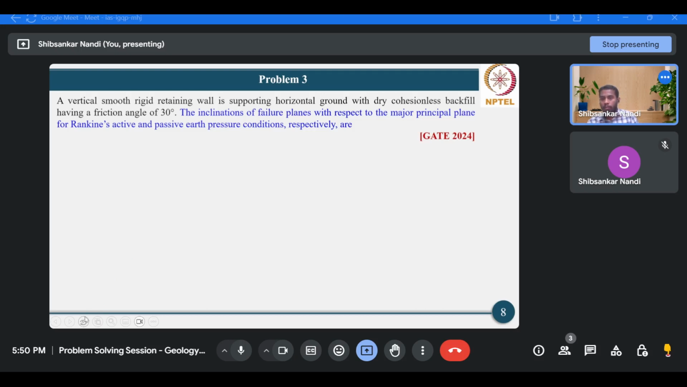Okay. So if this is fine, then the next problem is in relation with earth pressure theories. A vertical smooth rigid retaining wall is supporting horizontal ground with dry cohesionless backfill having a friction angle of 30 degrees. The inclination of failure planes with respect to the major principal plane for Rankine's active and passive earth pressure conditions respectively are. So we have to report the inclination of failure planes with respect to the major principal plane for two conditions, which are Rankine active and passive earth pressure conditions.